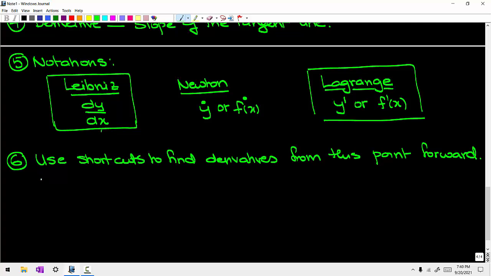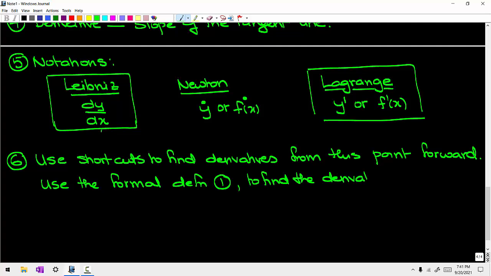But always remember, anytime you're finding the derivative of a new function for the very first time, we always use the formal definition, and by that I mean definition 1 that I labeled up above. Use the formal definition to find the derivative of a new function for the very first time.